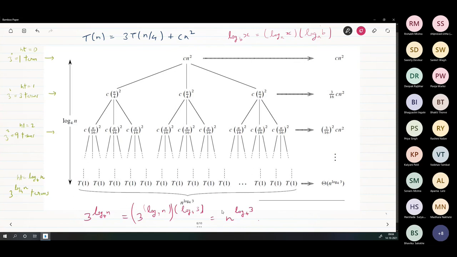Hello, is that log manipulation clear? Yes, sir. We're just using this base change of log. I think it's okay. And now why do we write theta of this?